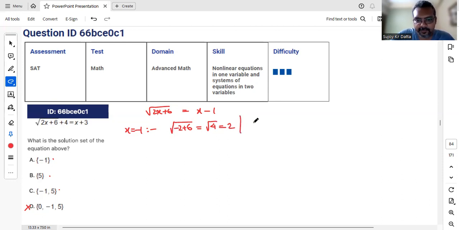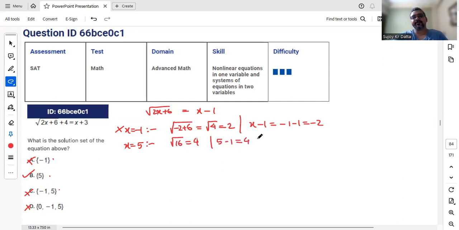But here, the right-hand side, x minus 1, however, now becomes minus 1 minus 1, minus 2. They are not the same. So minus 1 does not satisfy. So A is out, C is out. The answer has to be B. There is no other alternative. Okay. Just to verify it once, if you plug in 5, the left-hand side becomes root of 16, which is 4. The right-hand side becomes 5 minus 1, which is also 4. They are equal, so it's right.